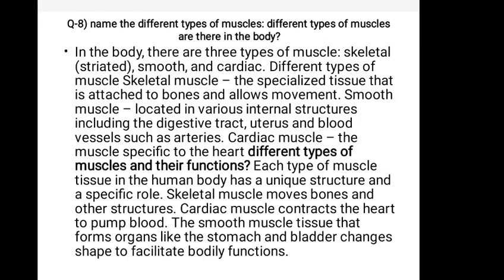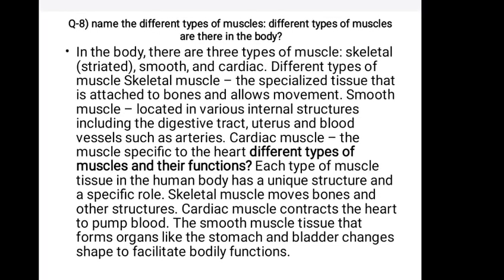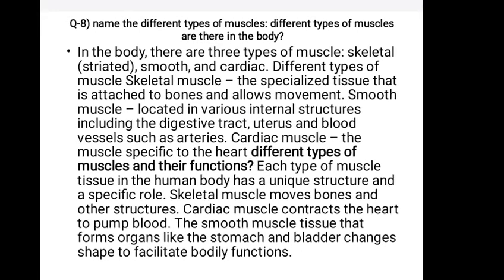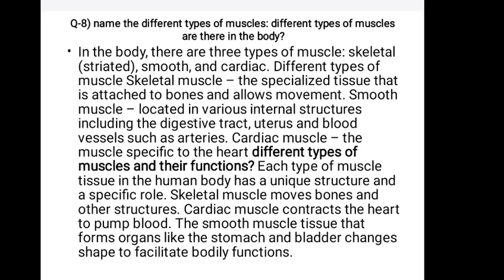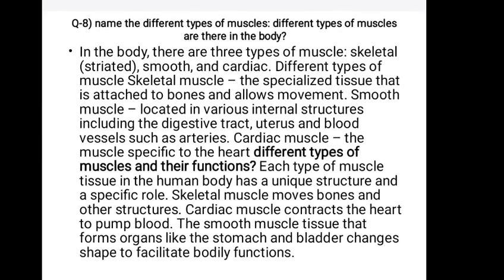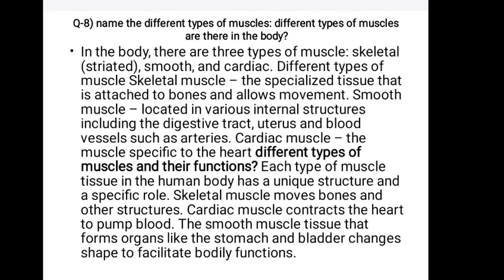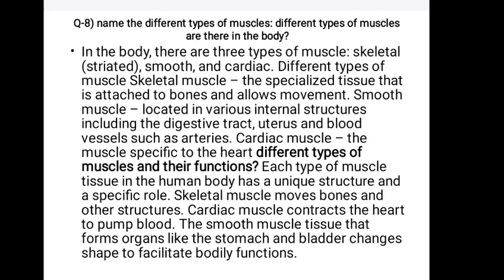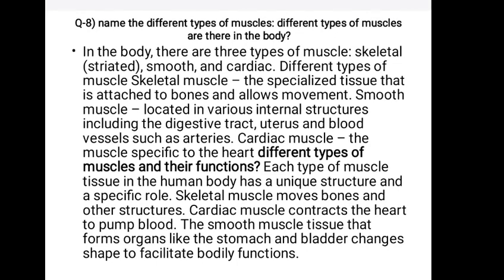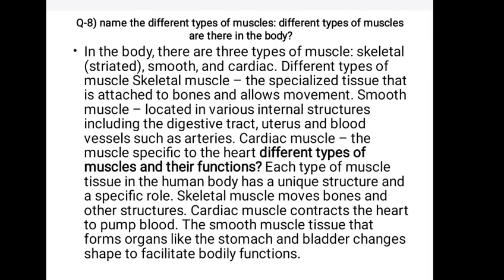Question number 8. Name the different types of muscles. In our body, there are 3 types of muscles: skeletal muscles, that is striated, smooth muscles and cardiac muscles. Different types of muscles. Skeletal muscles are specialized tissue that is attached to bones and allows movement.